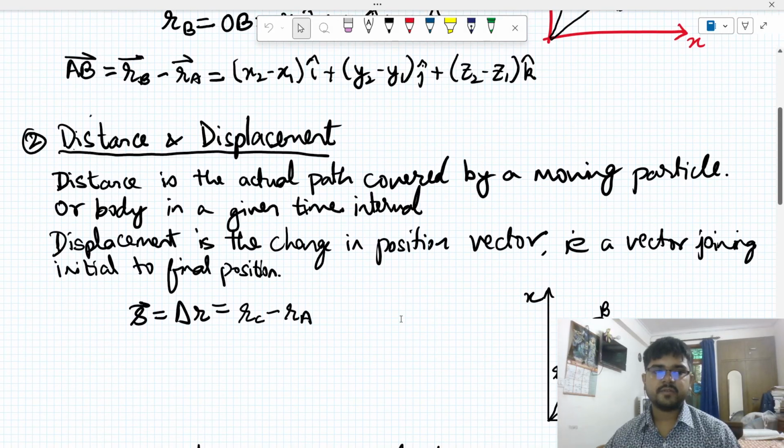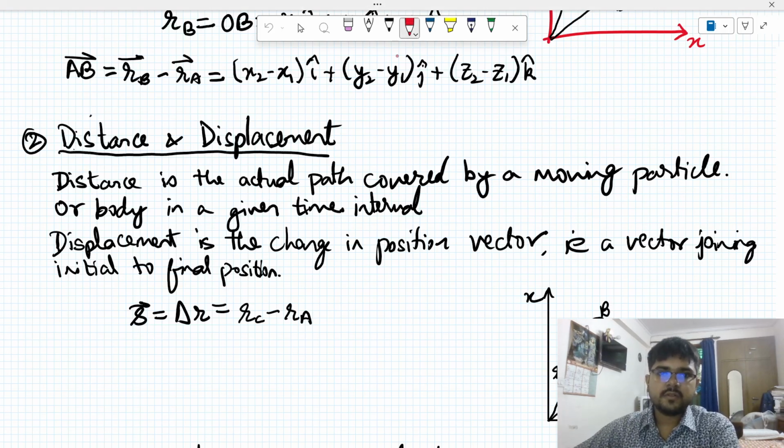Now distance and displacement, what's the difference? Distance is the actual path covered by a moving particle or body in a given time interval. So suppose we are having a path from A to B, then to C. Then the distance is the actual path covered by a moving particle in a given time interval. And displacement is the change in position vector, that is the vector joining the initial to final position. So AC is the displacement, that is given by delta R.